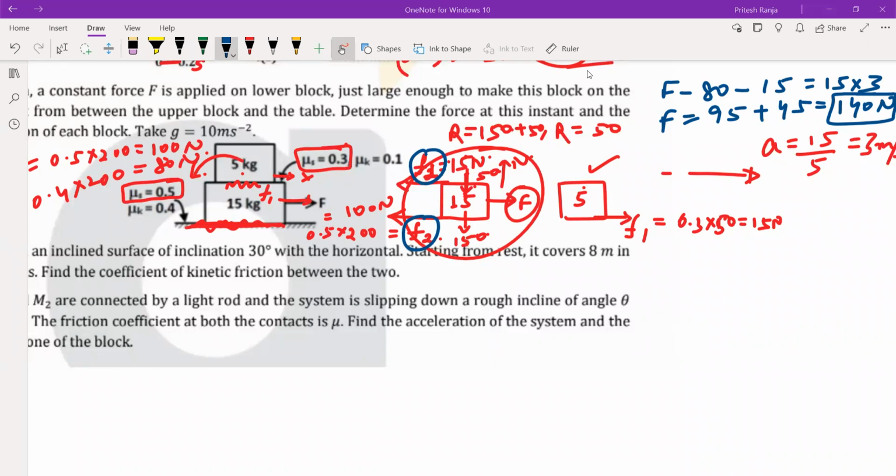All right. So Abhilash, you are still not sure how 200 came. You are required to watch the previous classes, because we have been repeatedly doing the free body diagrams of this.